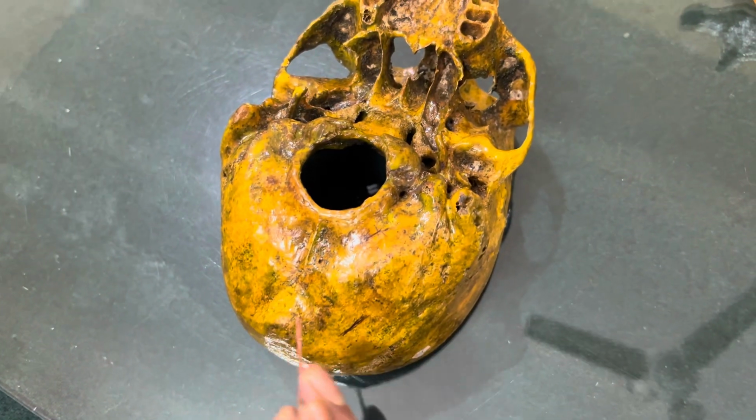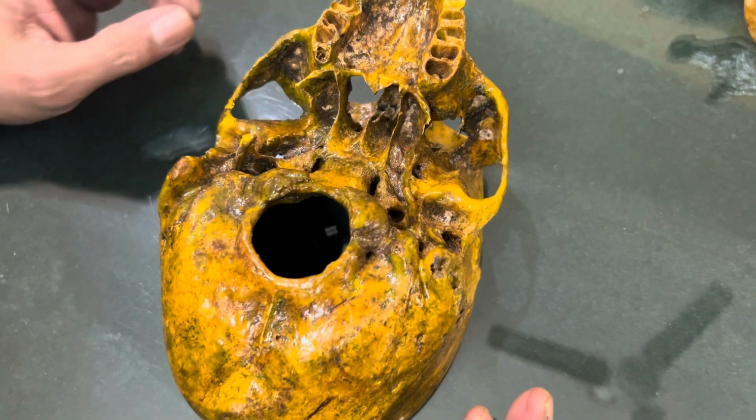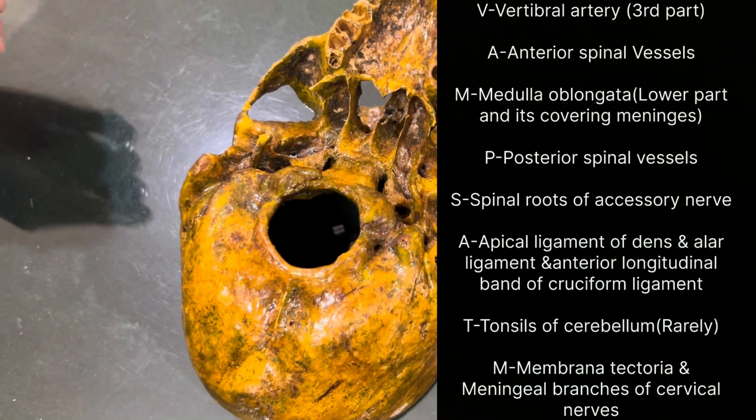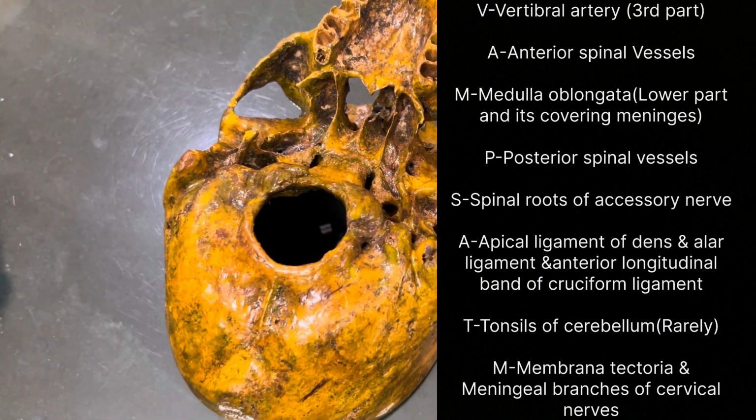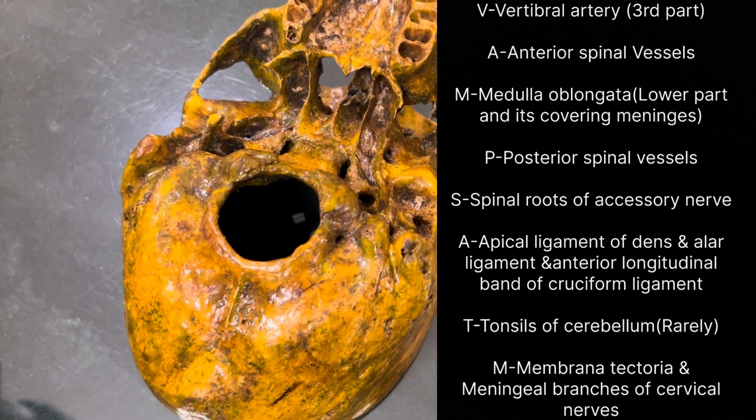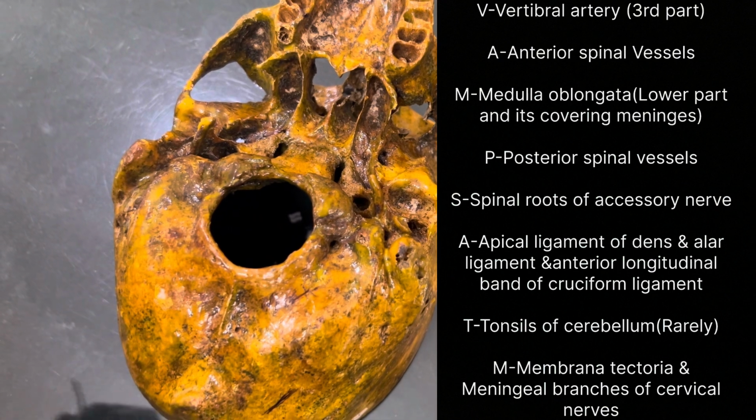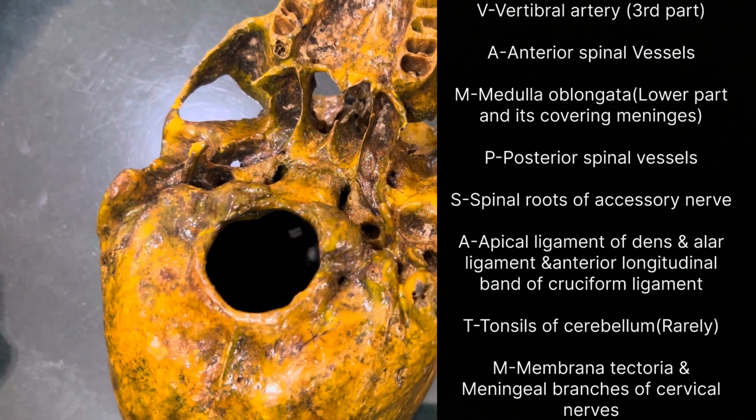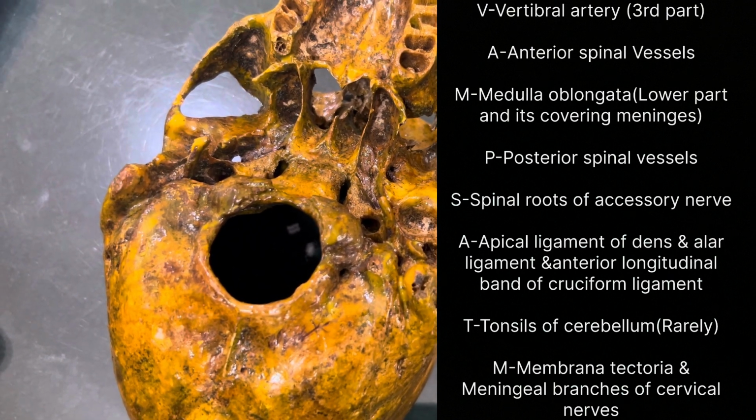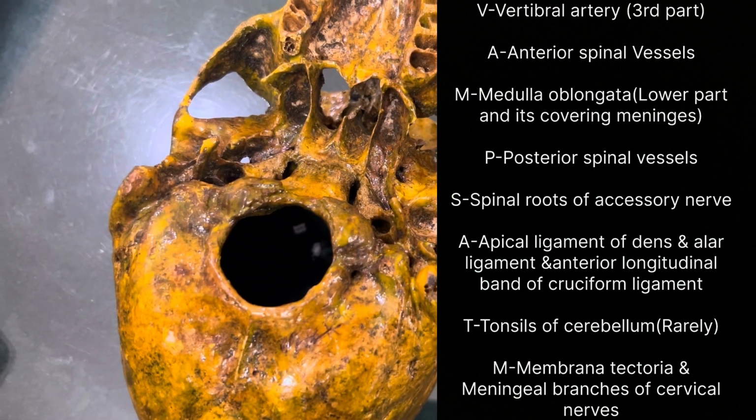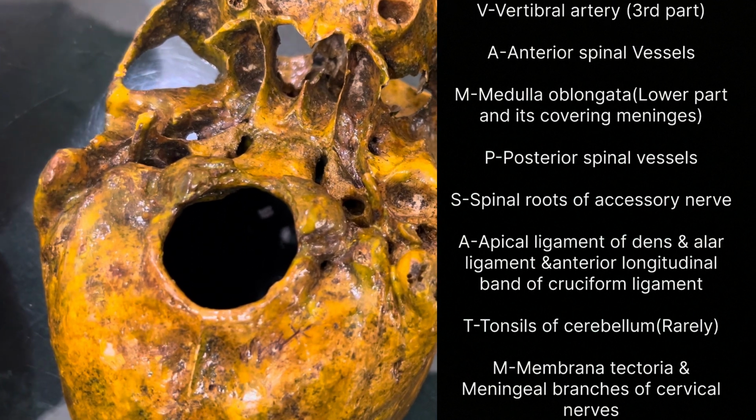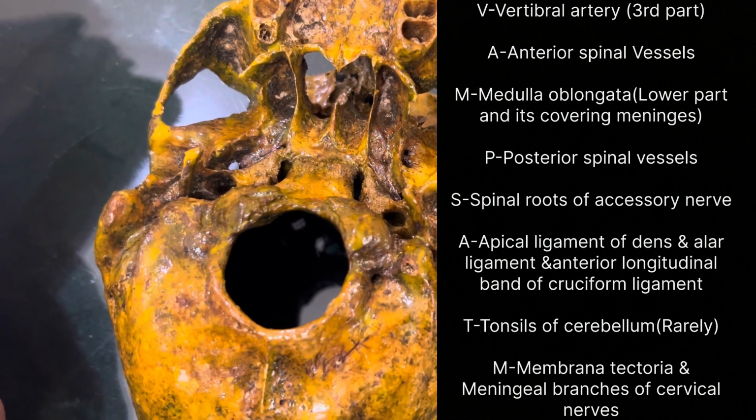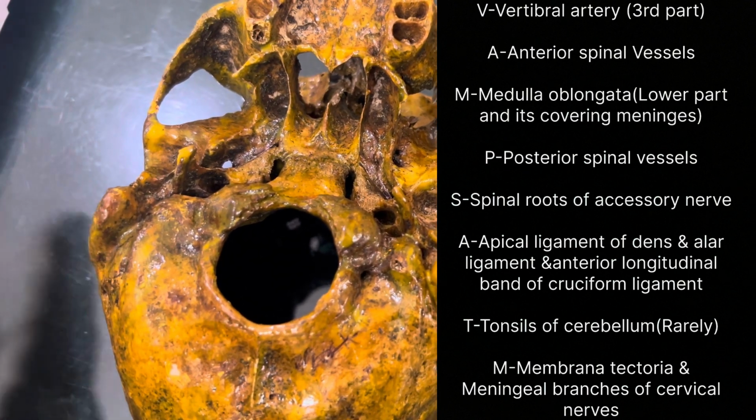So this foramen magnum transmits very important structures, and the best way to remember is having a mnemonic: VAMPS ATM, wherein V stands for third part of vertebral artery, A stands for anterior spinal vessels, M stands for lower part of medulla oblongata and the meninges covering it, P stands for posterior spinal vessels, S stands for spinal roots of accessory nerve, A stands for apical ligament of dens and alar ligament, T stands for tonsils of cerebellum sometimes, and M stands for membrana tectoria and meningeal branches of cervical nerves.